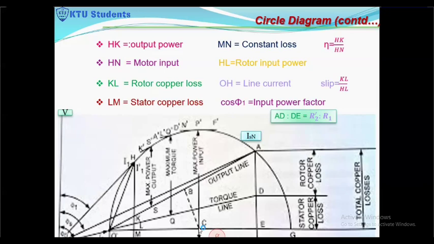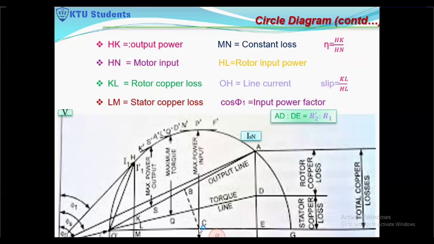This point is the center of the locus of the circle. So this is the center, and this O dash C is the radius. You have to draw a semicircle, and this will definitely pass through the point A.